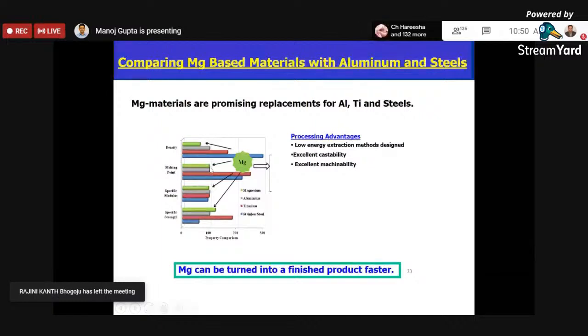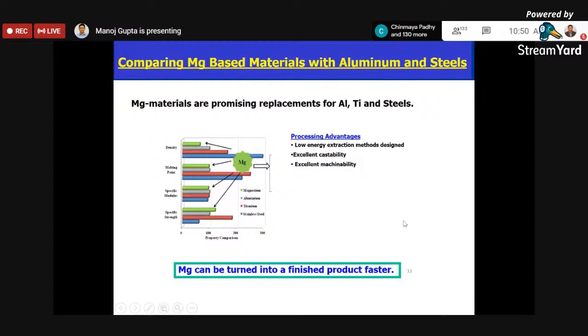Now, it also has a processing advantage like good castability and machinability. Why is this important? Because it can be turned into a finished product faster. The advantage of turning a finished product faster is that you save on money, manpower, and equipment time, so your product will be cheaper.